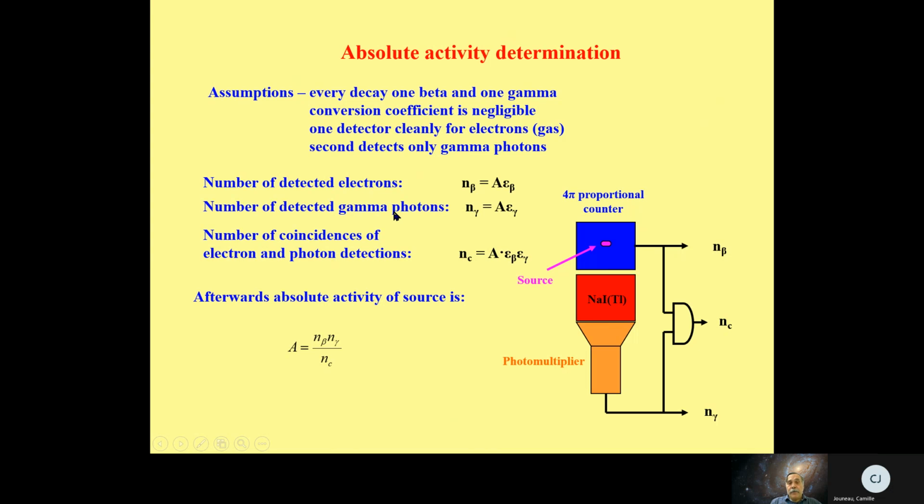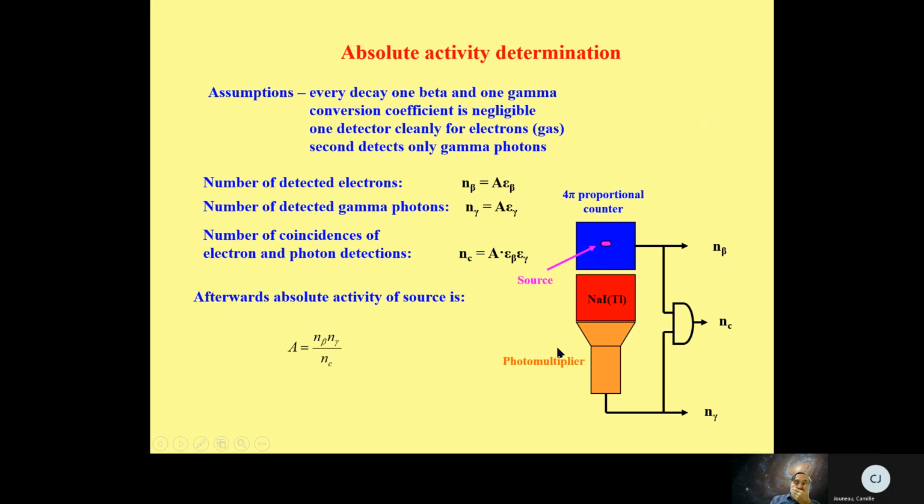The second equation we have: the number of detected photons will be given by the activity again, because any decay will produce one gamma, and the efficiency of this gamma detector, which is here. Here are scintillation detectors, sodium iodide, and here is the electron detector, for example some gas counter.